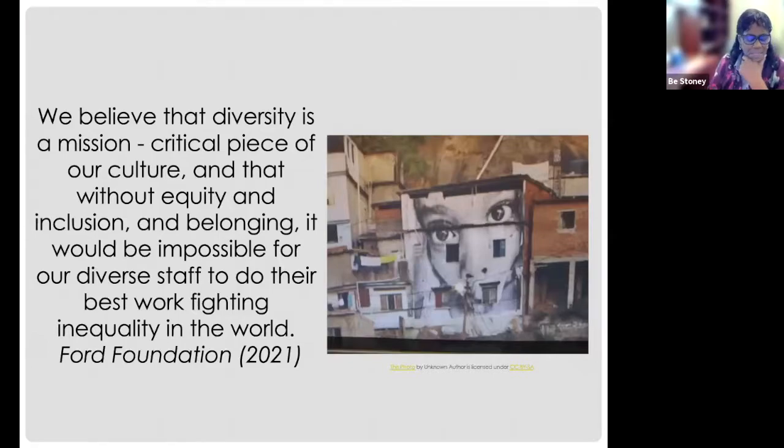I really like this statement by the Ford Foundation. We believe diversity is a mission-critical piece of our culture, and that without equity and inclusion and belonging, it would be impossible for our diverse staff, meaning their staff, to do their best work fighting inequality in the world. And that's how I strongly feel we at K-State are doing our best to fight not only inequality, but also to prepare our students to understand social justice. And how do you infuse that into your curriculum? Understand DEIB. How do you infuse that into the curriculum? But then also, what would the world be like without DEIB, living in a very monocultural state.